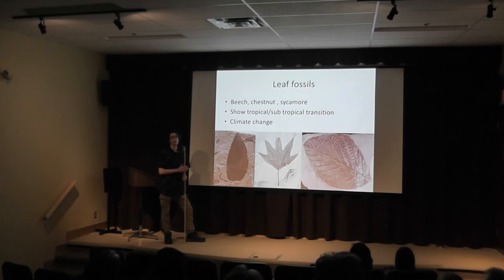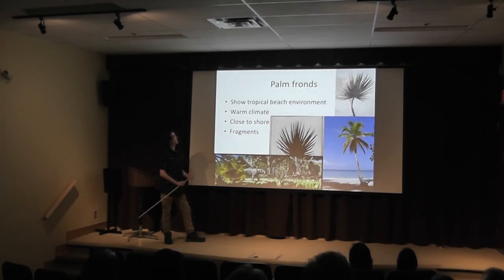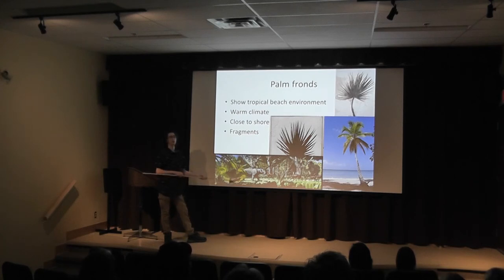So during that time, the climate was cooling down from a warmer tropical environment to more or less what we see today. During that time, though, they had palm trees. So many fragments of palm fossils were found there. And they show, of course, a more tropical environment and how warm the climate was at that time. And that this area in particular was closer to the ocean.